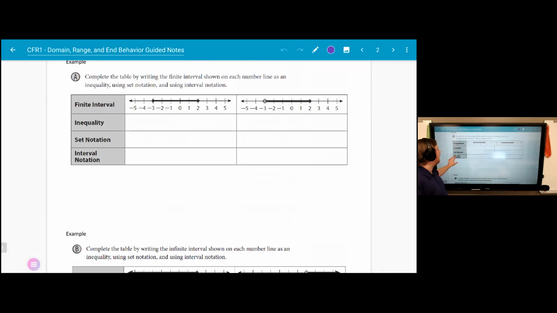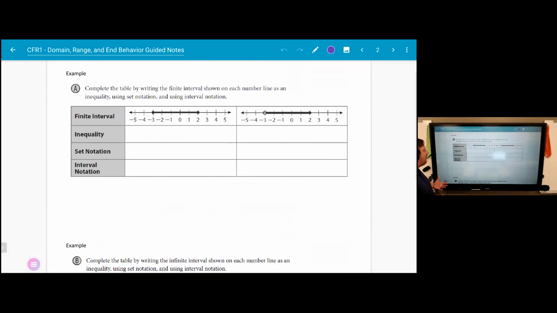It says, complete the table by writing the finite interval shown on each number line as an inequality using set notation and using interval notation. So the three different notations. I like to start with my inequality notation. I've got an X number line in here, and I know X has to be between some values. The lowest value it could be is -3. The biggest value it could be is 2.